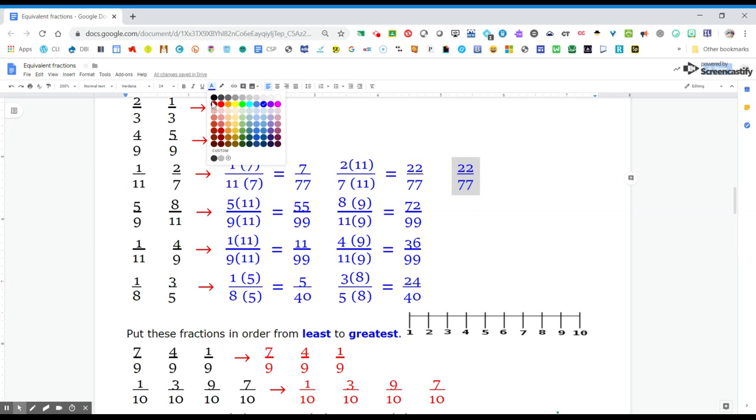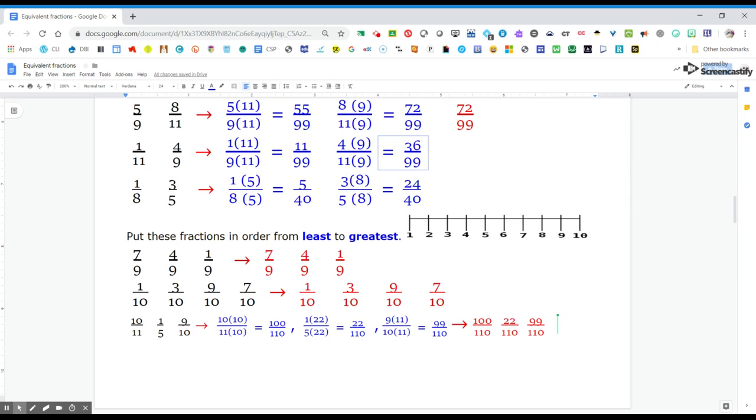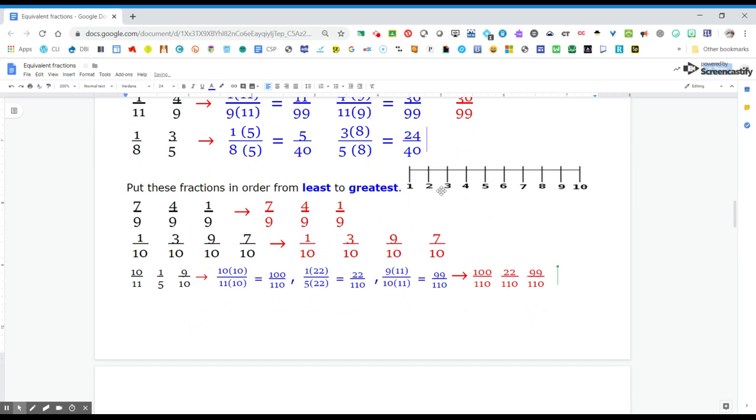This one is the greatest value. For this one, you're going to again find the common denominator, and then figure out which one has the greatest value. 72 is greater than 55, so 72 is the answer. And this one, 36 is the answer. And the next one, 24 and 5, compare with that. 24 has the greatest value.